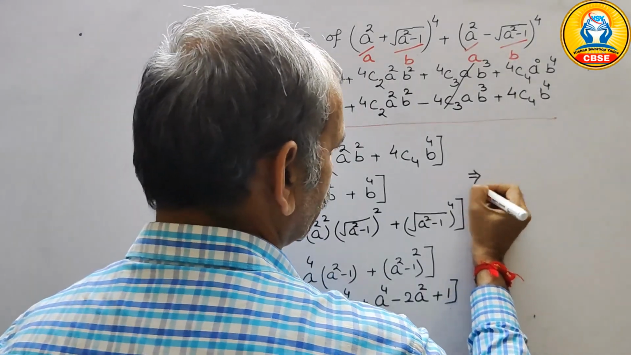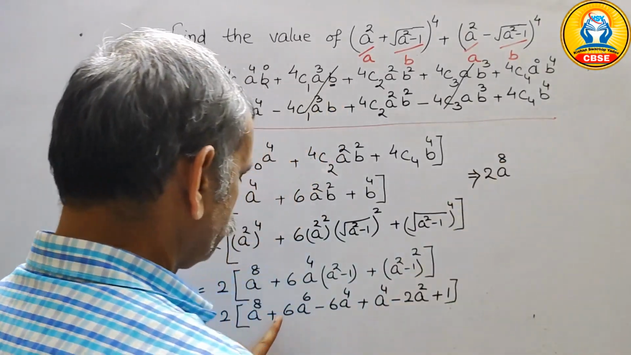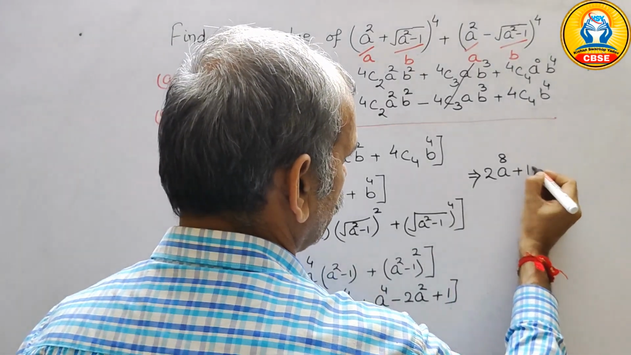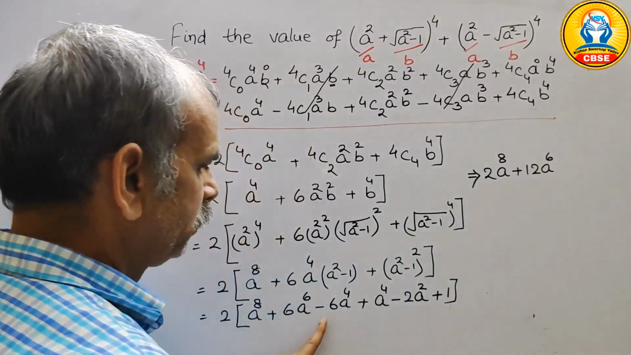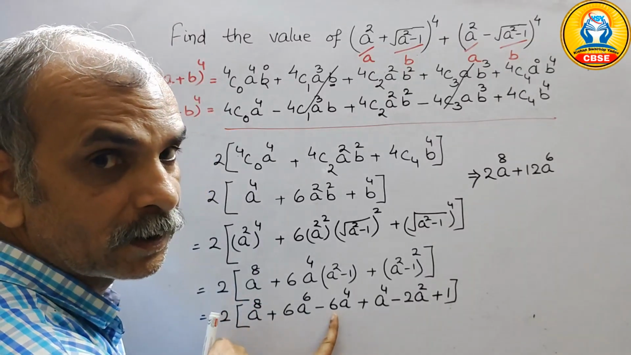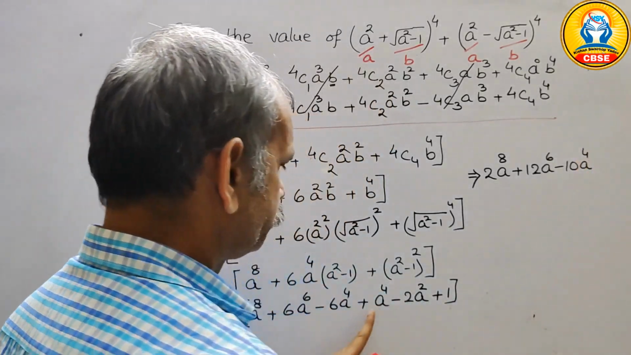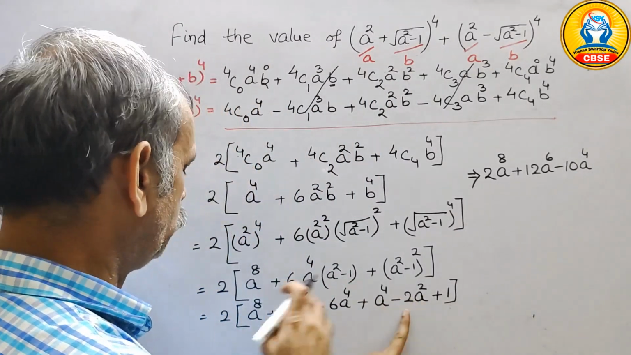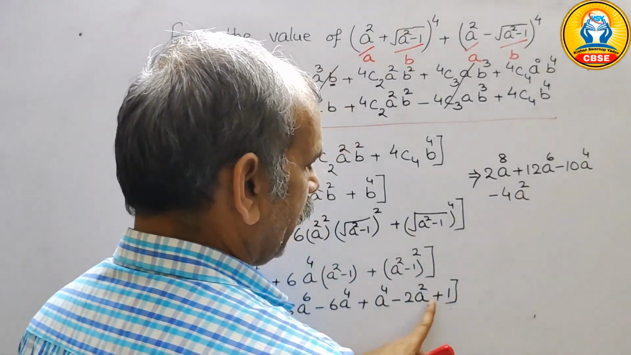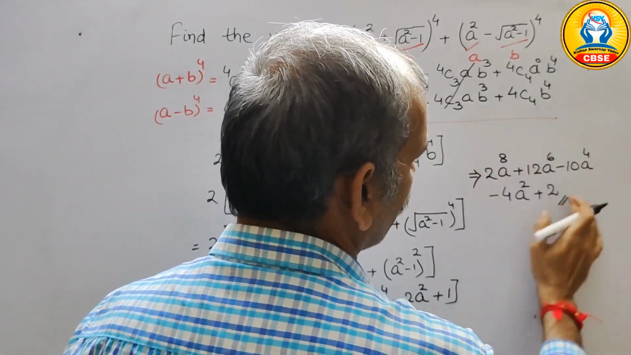So therefore we will get here 2 a to the power of 8 plus 6 plus 2 into 6 is 12, plus 12 a to the power of 6. This is minus, this is plus, so minus 5 into 2 is minus 10, minus 10 a to the power of 4. Minus 2 into 2 is 4, minus 4 a square. And plus 1 into 2 is 2, plus 2. So this is your answer for this question.